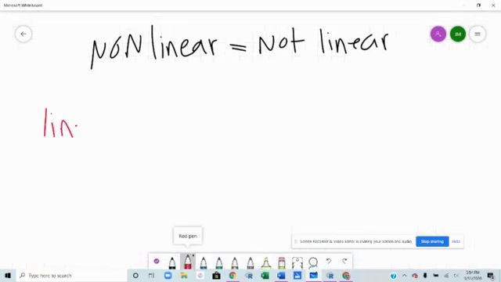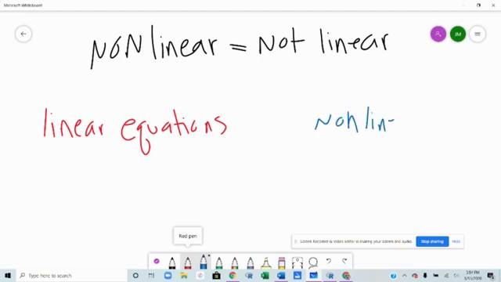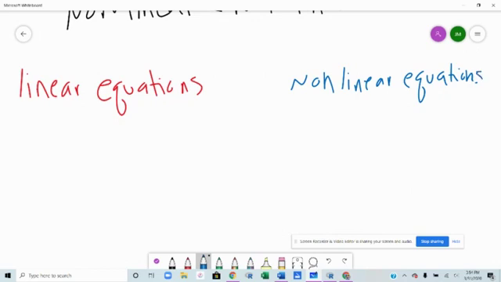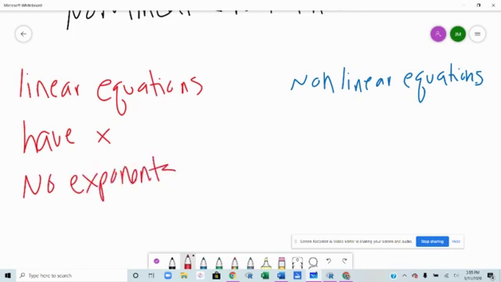So linear equations versus nonlinear. Linear equations, which are what you've focused on mostly this year, have x, no exponents, no square roots.